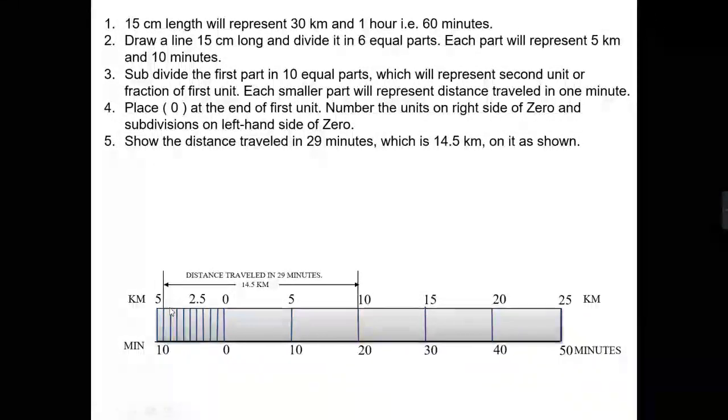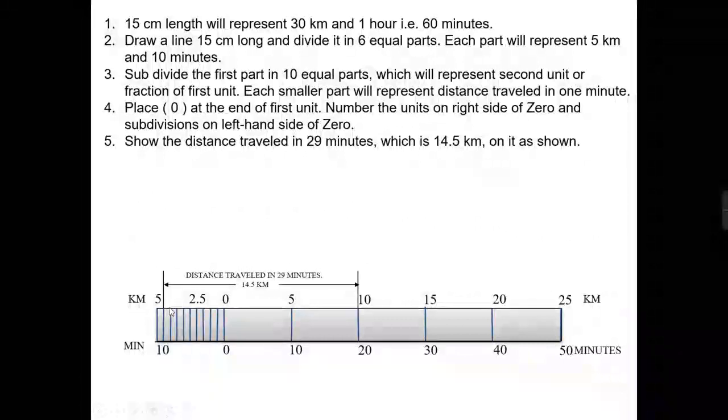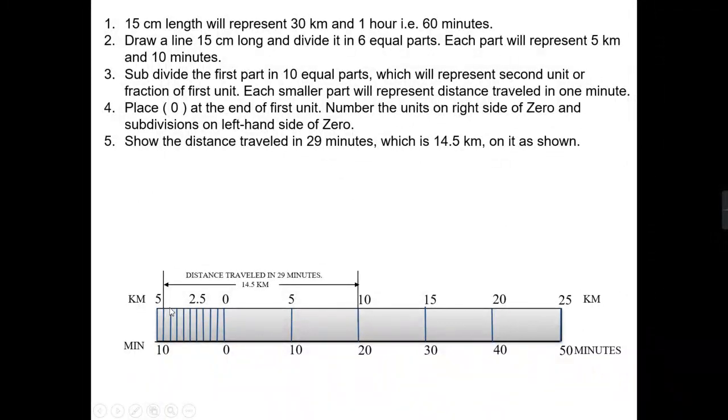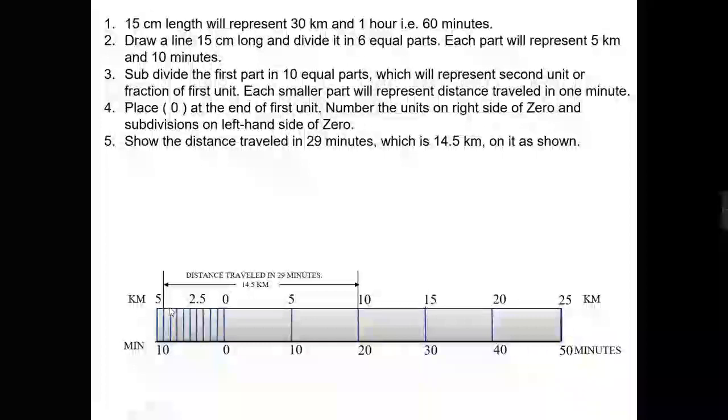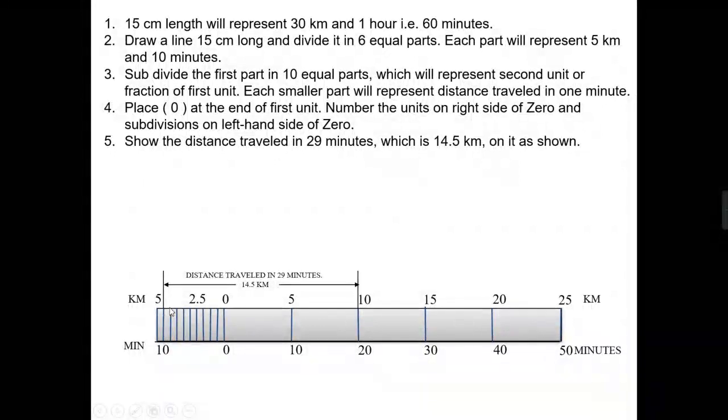Okay, so note that we are representing the distance of 14.5 kilometers with the help of a drawing. We are not calculating anything except the RF and the length of the scale.